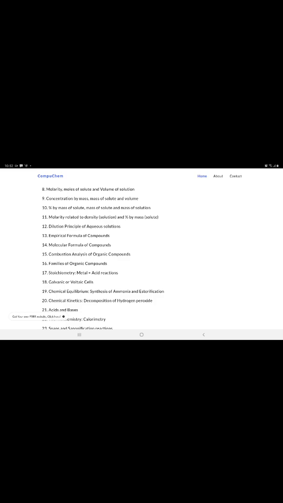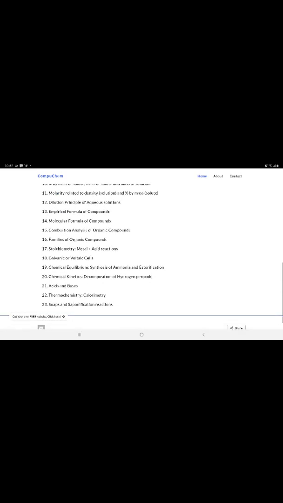Number 19, chemical equilibrium. We have two possibilities: the study of the esterification reaction, which is a reversible reaction reaching equilibrium, and the synthesis of ammonia, which is also a reversible reaction. Chemical kinetics is studied through the decomposition of hydrogen peroxide. Also, experimental data can be entered.